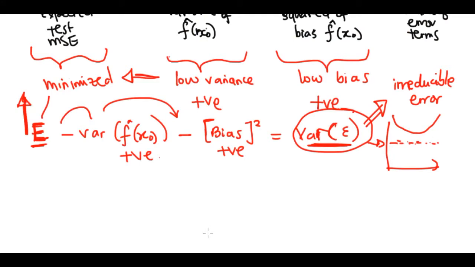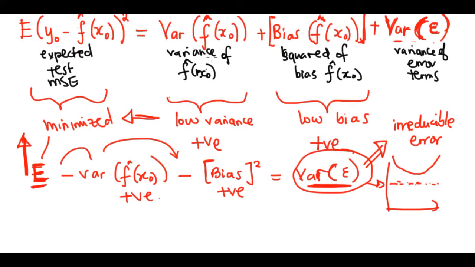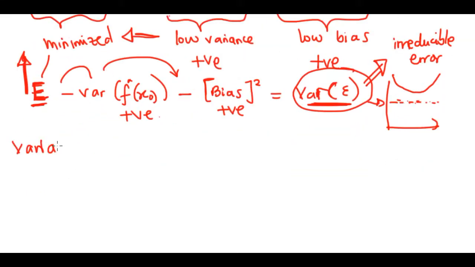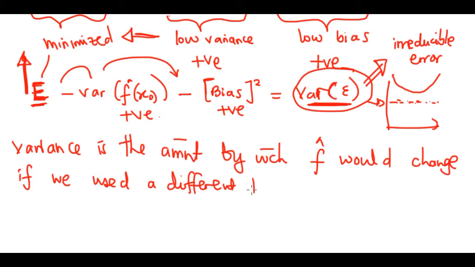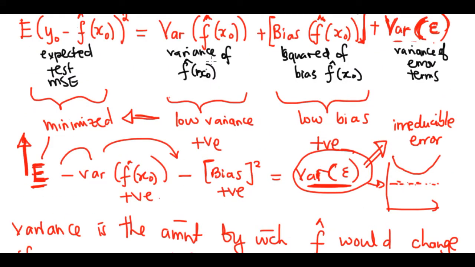So when we're talking about the variance of f of the predicted values, variance is the amount by which f would change if we used a different training data set, right? So for our predictions here, the variance of f hat of x0, how is it going to be different if we used another different training set?